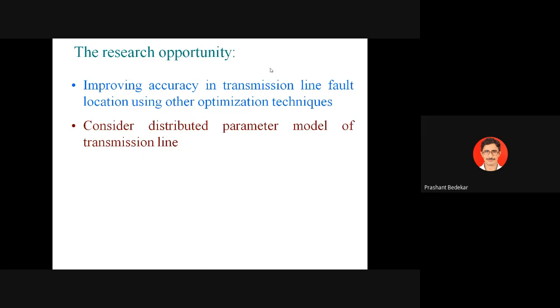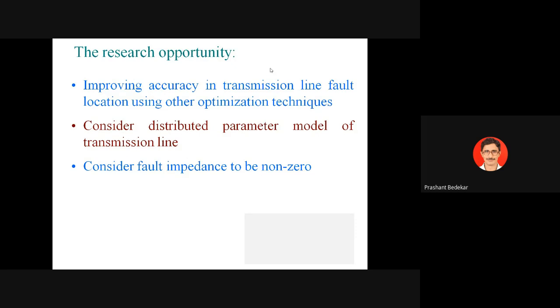Another thing that can be done is, instead of lumped series parameters, a distributed parameter model can be taken. That will be more accurate and better. And one important thing is that in my model, I have considered the fault impedance to be 0. One can consider the fault impedance to be non-zero and proceed further, and it can definitely lead to research work.